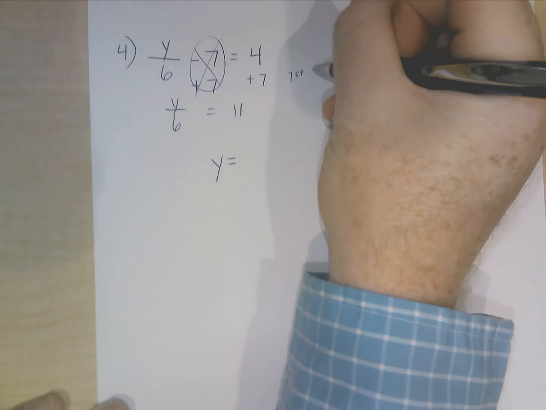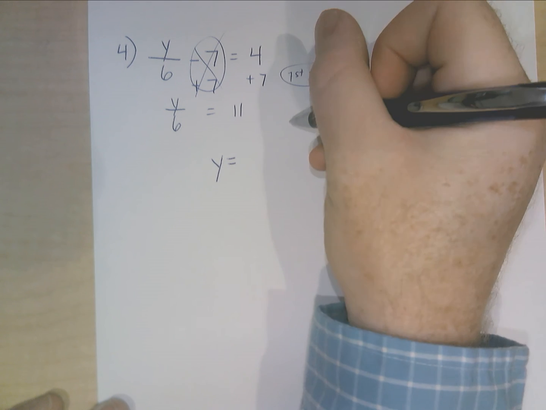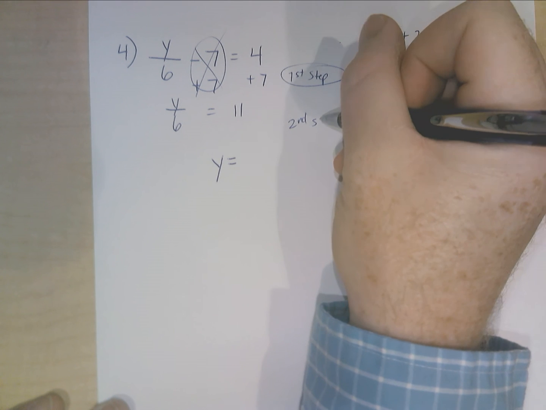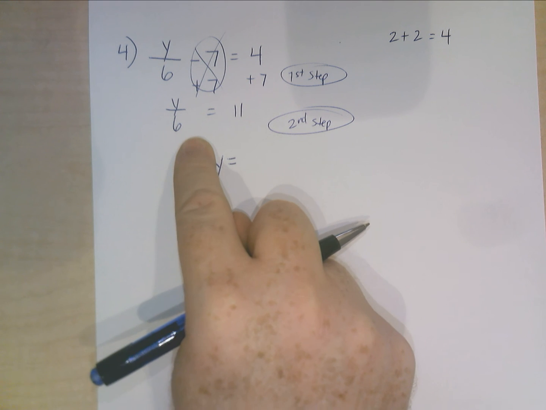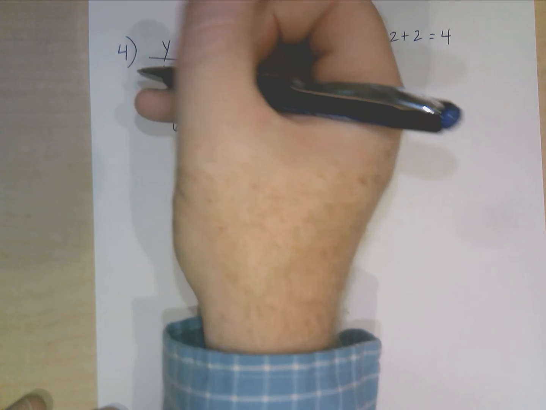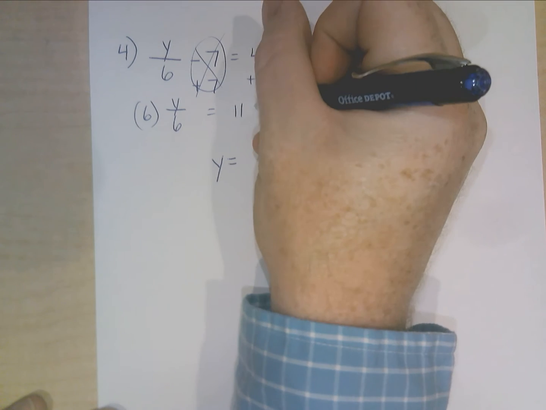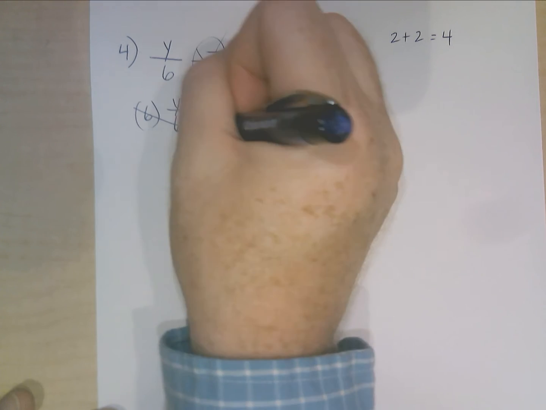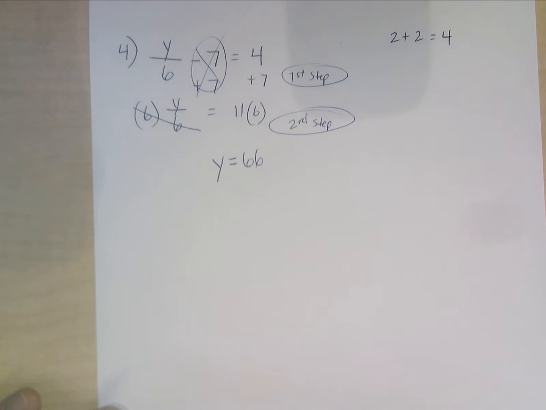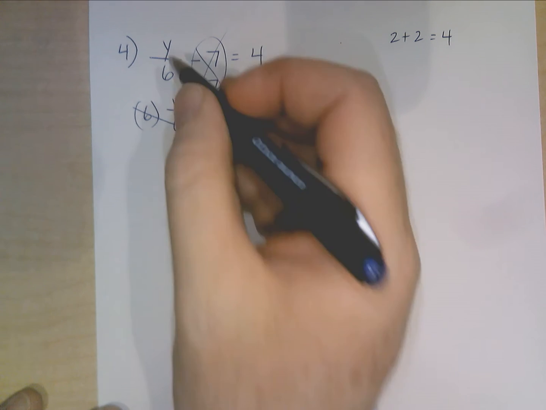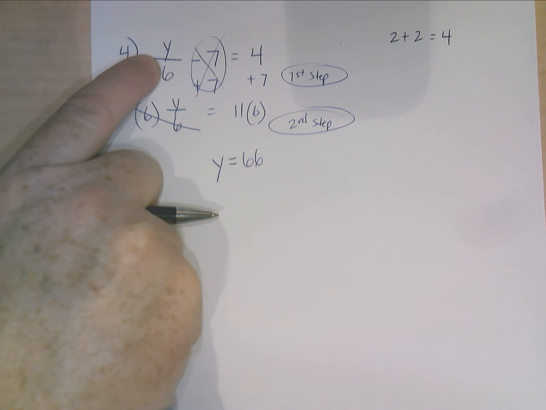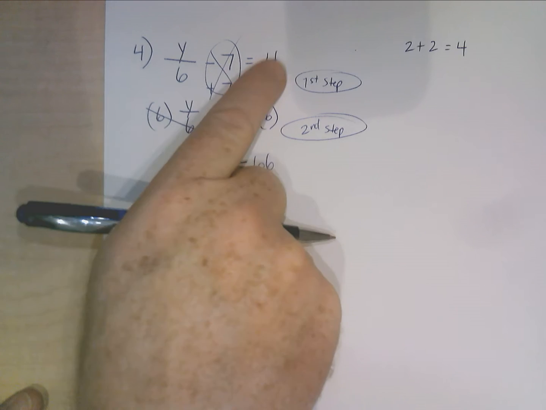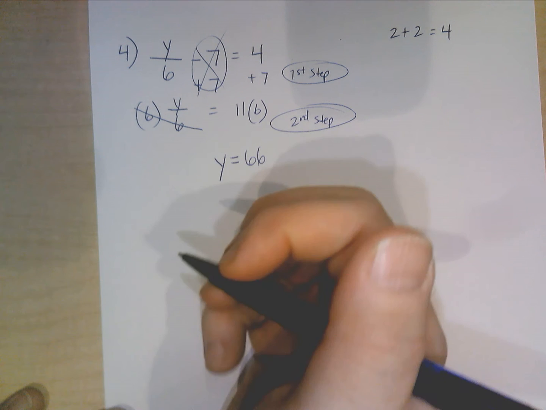The second step is we have to get rid of that 6, that dividing by 6. So we have to figure out, okay, what's the opposite of dividing by 6? Well, it should be multiplying by 6. So we'll multiply both sides by 6. Then this gets canceled out. This becomes 66. And that's it. And you plug this back in. You can even do it mentally. 66 divided by 6 is 11. 11 minus 7 is 4. So that works out.